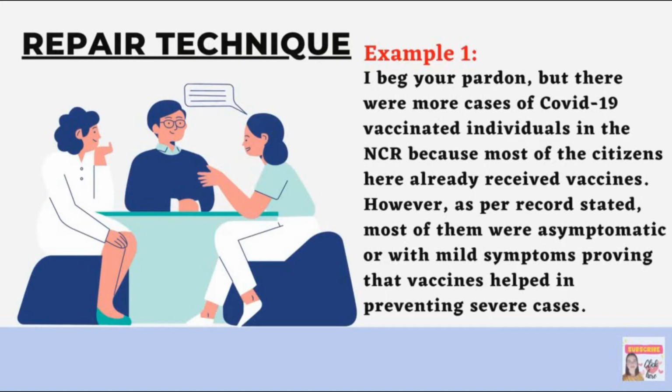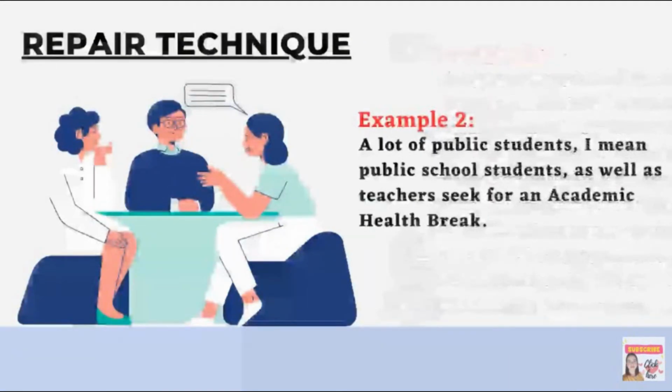Here are examples. I beg your pardon, but there were more cases of COVID-19 vaccinated individuals in the National Capital Region because most of the citizens here already received vaccines. However, as per records stated, most of them were asymptomatic or with mild symptoms, proving that vaccines help in preventing severe cases. A lot of public students, I mean public school students, as well as teachers, seek for an academic health break.